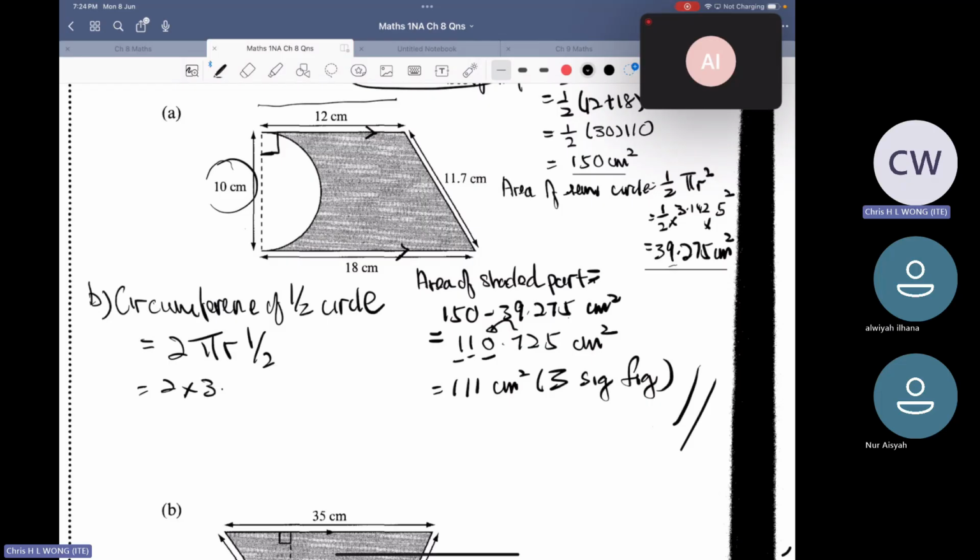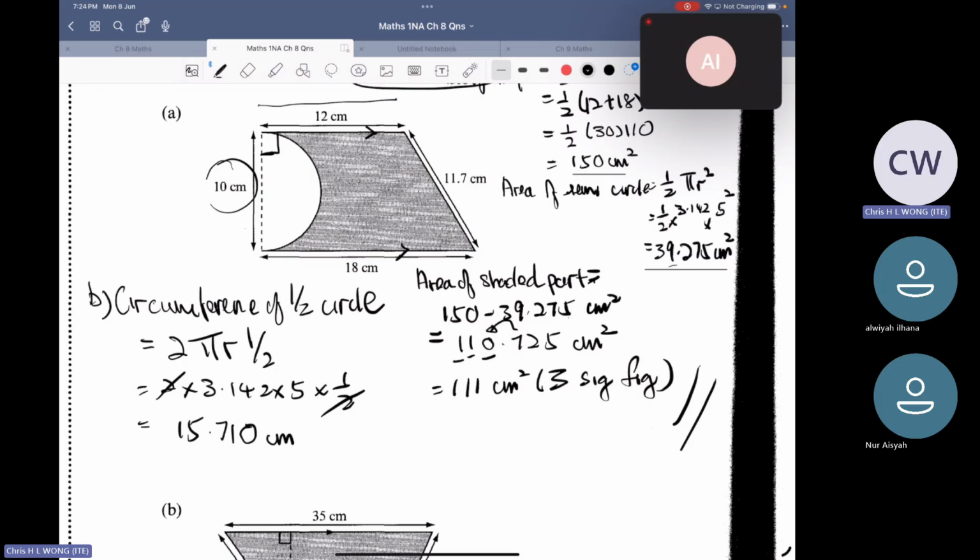2 times 3.142 times r, which is 5. Divide by half. I cancel half away, okay? No more 2. I cancel it away, yeah? So 3.142 times 5. 2 times 5, 10. 4 times 5, 20, 21. 1 times 5, 7, 15. 15.710, am I right? cm.